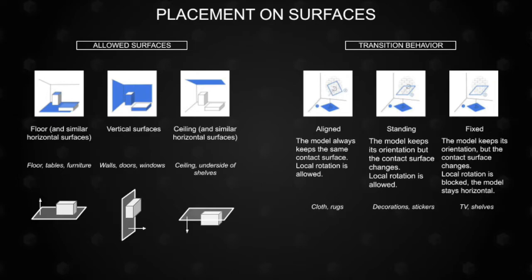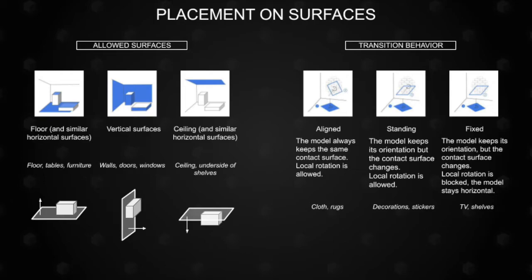The three values of the parameter Allowed Surfaces are floor and similar horizontal surfaces, vertical surfaces, and ceiling and similar horizontal surfaces. Floor and similar horizontal surfaces are all the surfaces facing upwards where you can lay a model, such as a room's floor, grass field, tables, the top of a cabinet, etc. On this type of surface the model always rests on its underside and rotates around its vertical axis only.